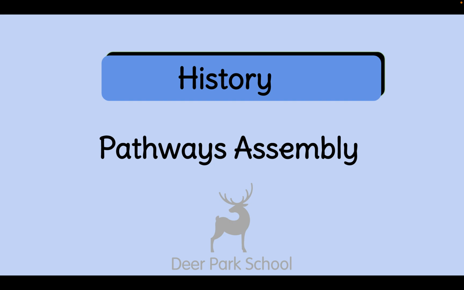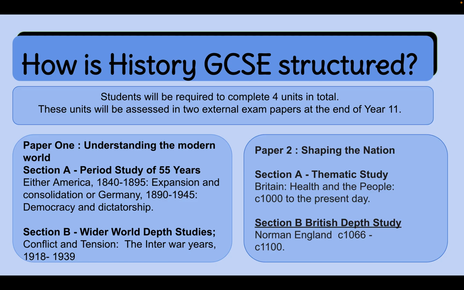The History Pathways Assembly. I'm just going to talk you through all things history GCSE related. If I just start off with the structure, history GCSE is divided up into 4 different units, 2 papers. The first one, section A, is Understanding the Modern World, and at the moment we are just talking about a period study of about 55 years.